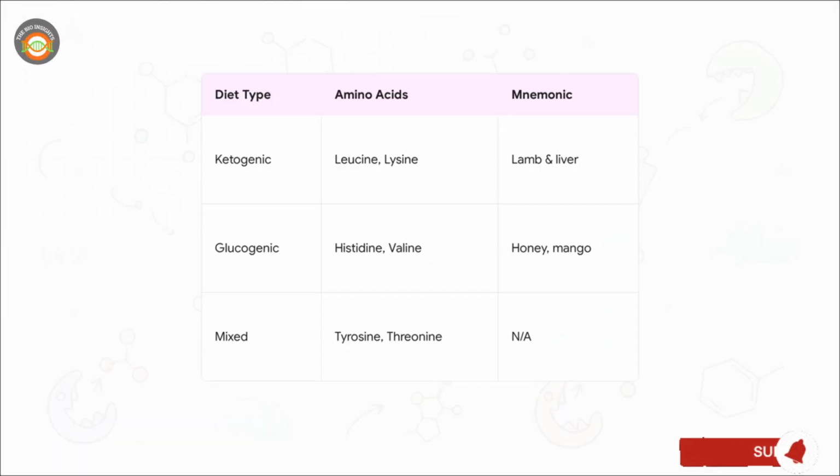We also classify these amino acids by how they are broken down in your metabolism. For the purely ketogenic ones, just think of a keto diet. Lamb and liver gives you the double L's for leucine and lysine. For the glucogenic ones, think of sweet things. Honey, mango gives you histidine and valine. And the rest? Well, you can deduce that they fall right into the mixed category. It's a simple, highly structured, and incredibly effective way to keep them all straight.